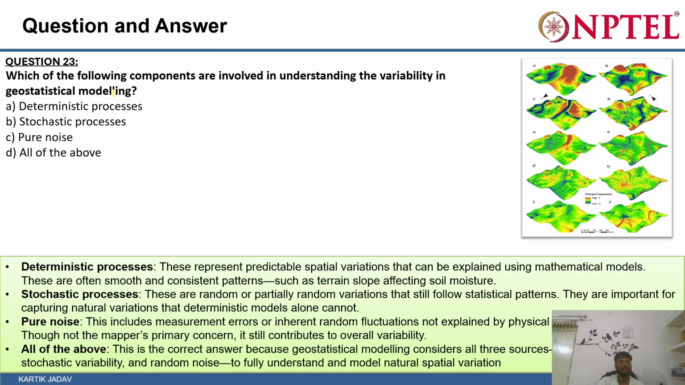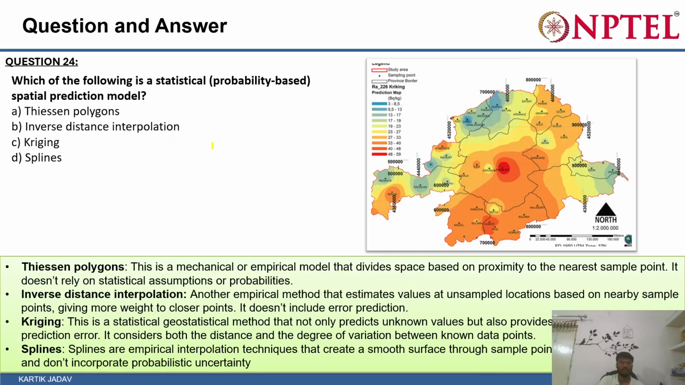Question number 23. Which of the following components are involved in understanding the variability in a geostatistical model? That is deterministic process, stochastic process, and pureness. So I think we have covered this question already. So the correct answer is option D. Deterministic, stochastic, and pureness are all related to this.